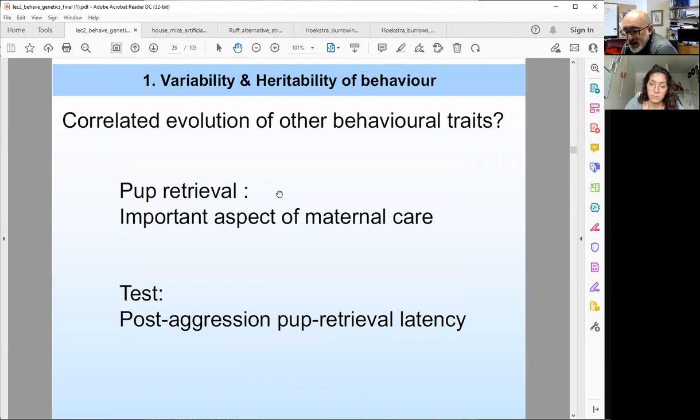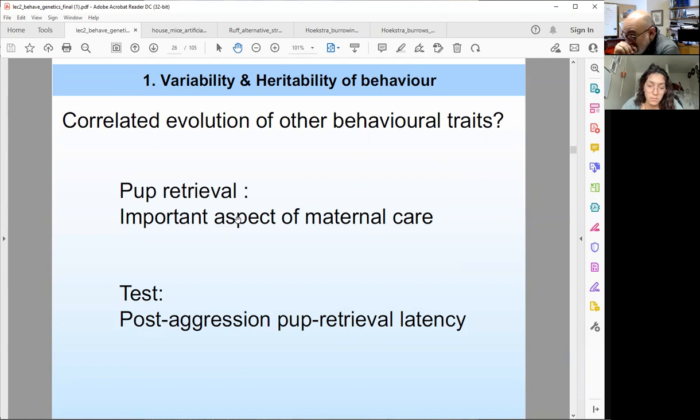What's interesting is that, in behavior, many of the genes that are associated with one behavior also affect others. And so we call this correlated evolution. And so in this case, there's evidence that the aggressive behavior that females may have towards intruders, the sort of maternal aggression, is also related to pup retrieval in some way. So, we can see if there is a relationship between pup retrieval. So this is obviously an important part of maternal care. Pup retrieval means that if a pup is moved from the nest, the mom goes out and collects that pup and brings it back to the nest.